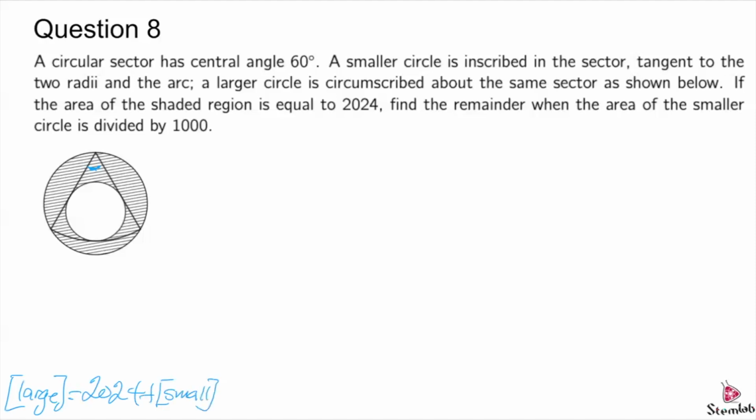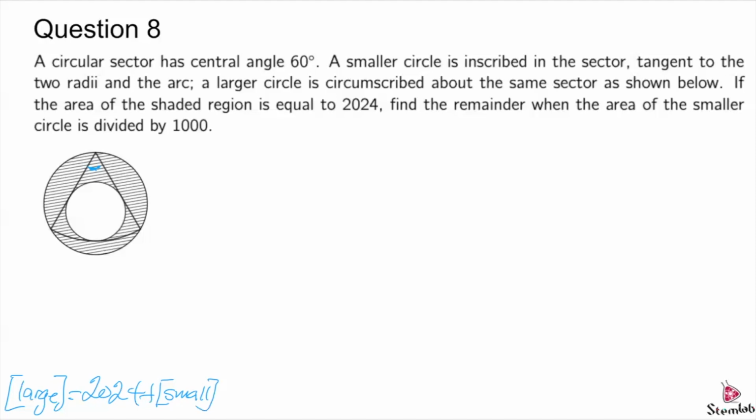Okay, so how do we relate areas? Hopefully one of the things you know is that the areas of similar two-dimensional shapes are related by the square of the ratios of one of the measurements. So here, what we can try to find is the radius of the small circle and the radius of the big circle.